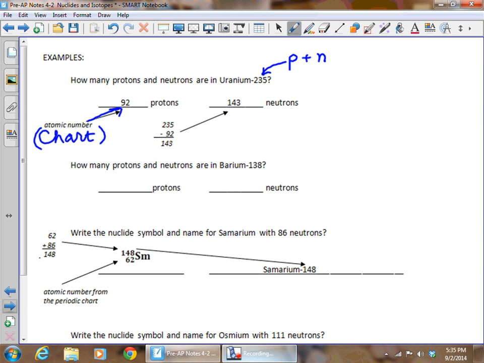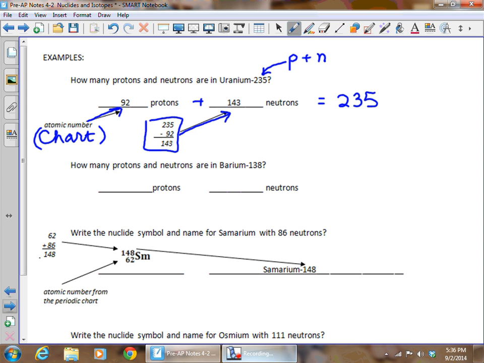So how do we find out how many neutrons it has? We simply subtract. Our mass number minus the protons is going to give us our number of neutrons, because protons plus neutrons better give us our 235, which it does.